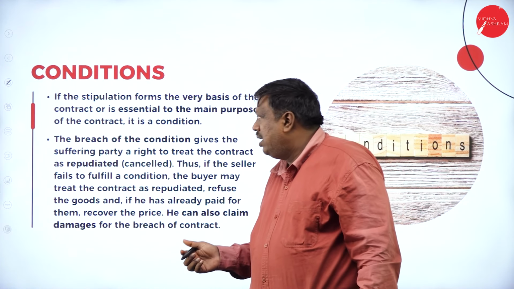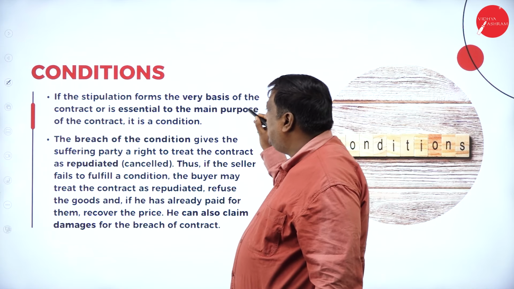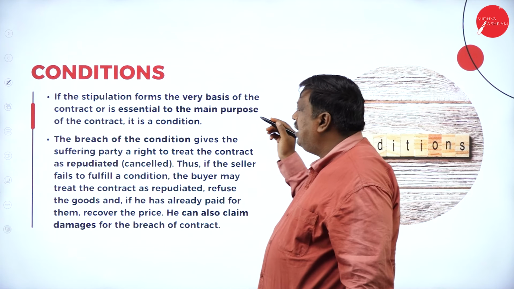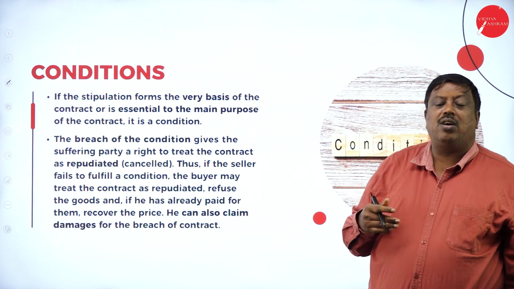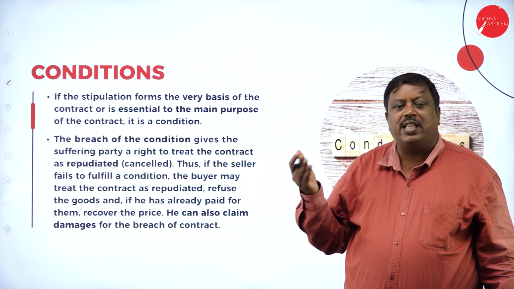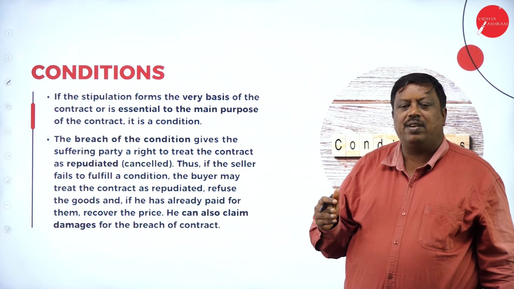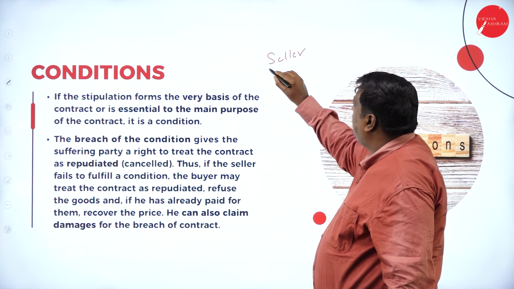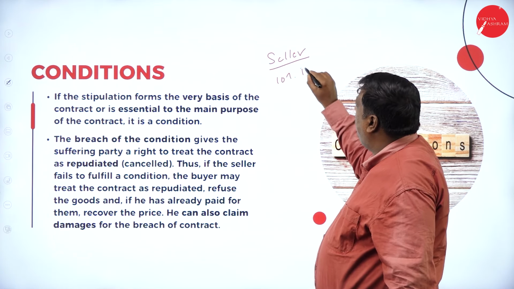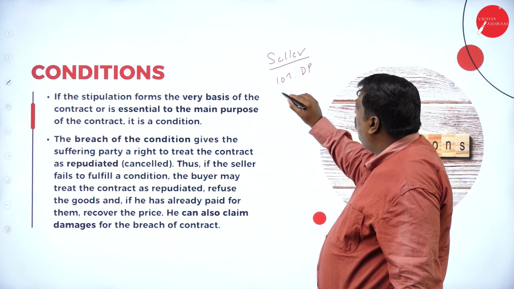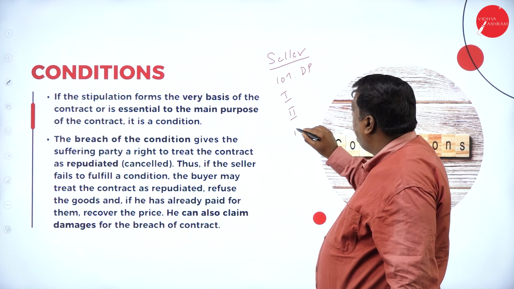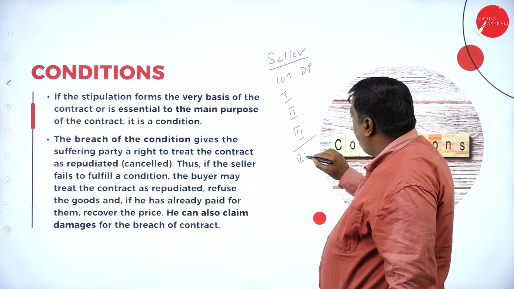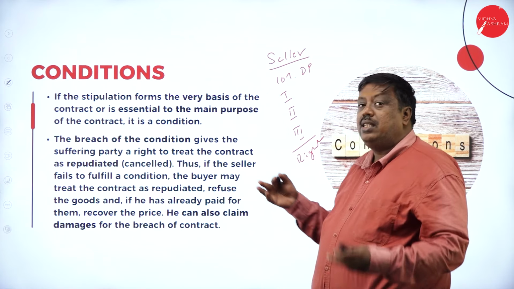Conditions, what we have here. If the stipulation forms the very basis of the contract or is essential to the main purpose of the contract, it's a condition. That's saying how the contract or agreement should be performed between the two parties. Like for example, the seller says that a 10% down payment should be made, and 3 or 4 installments will be given to you. After making the 3 installments payment, the rights will be transferred. Like this, you must say.